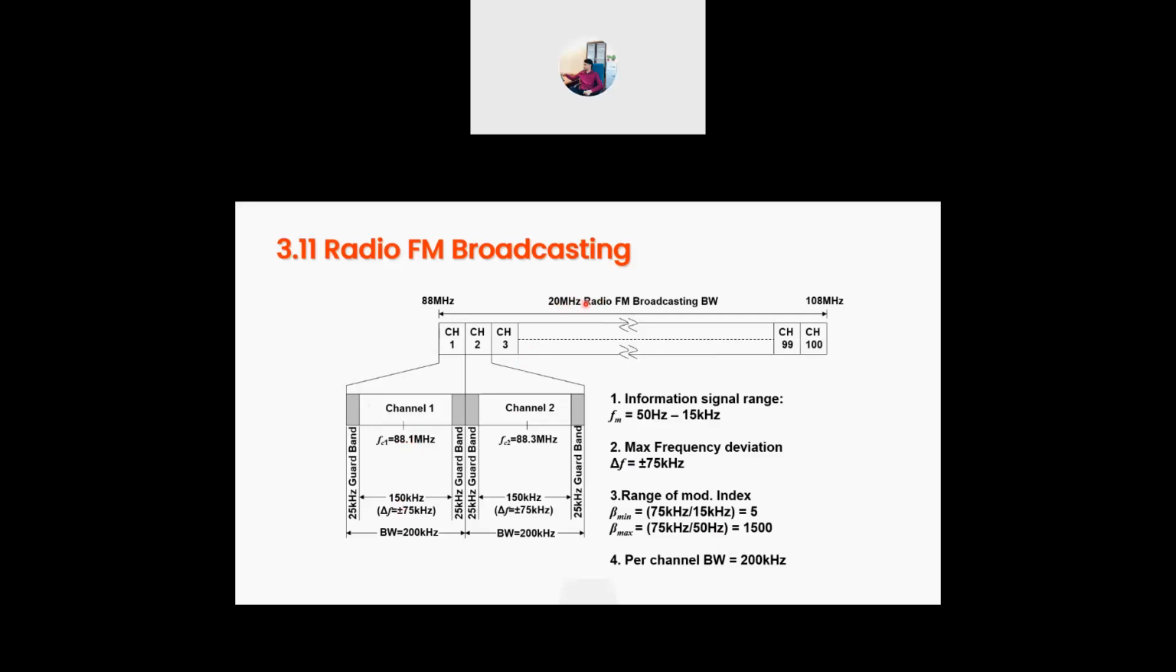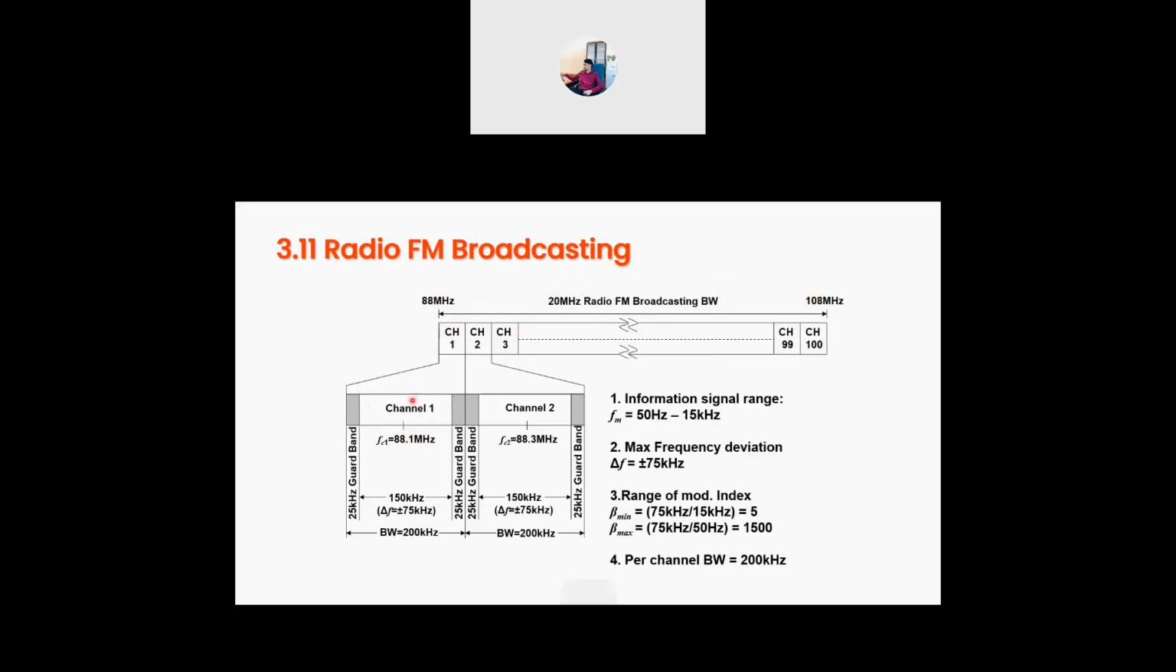Sorry, just now the bandwidth is 108 minus 88, that's why you have 20 megahertz. It's not the channel that has 20 megahertz, the range here is actually 20 megahertz. Then you divide it depending on the number of channels.